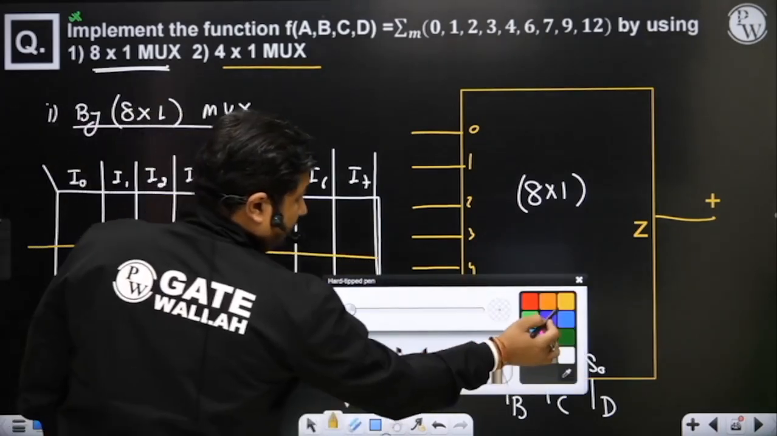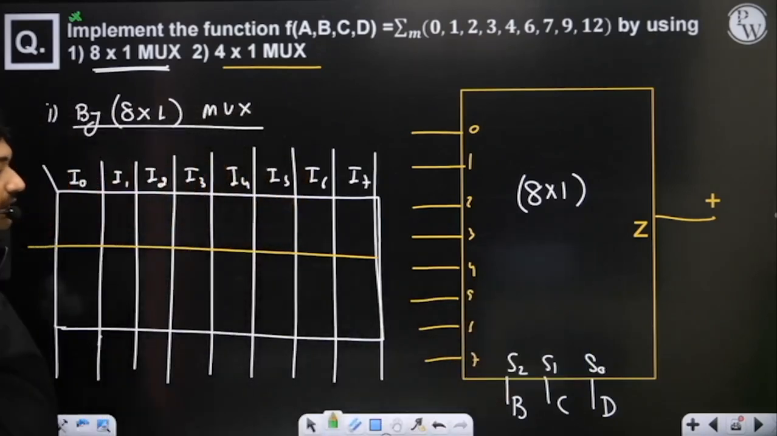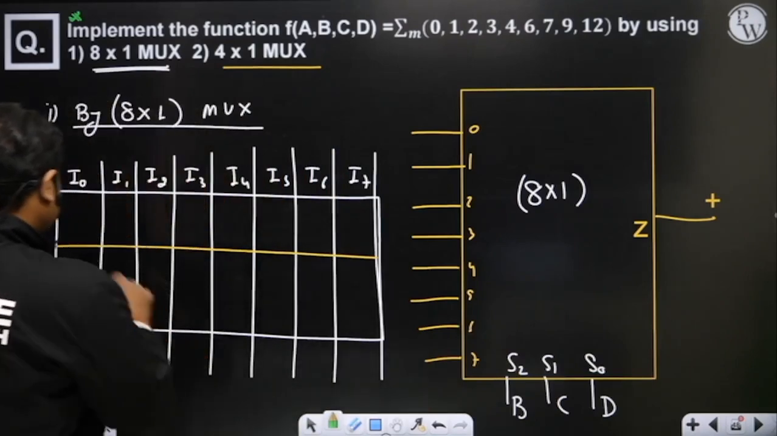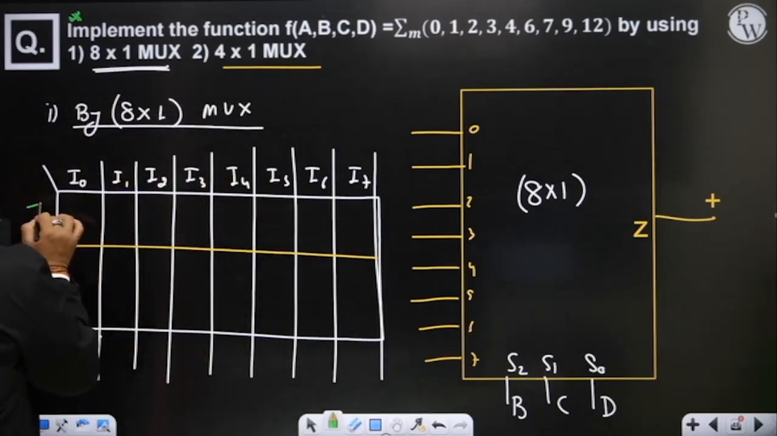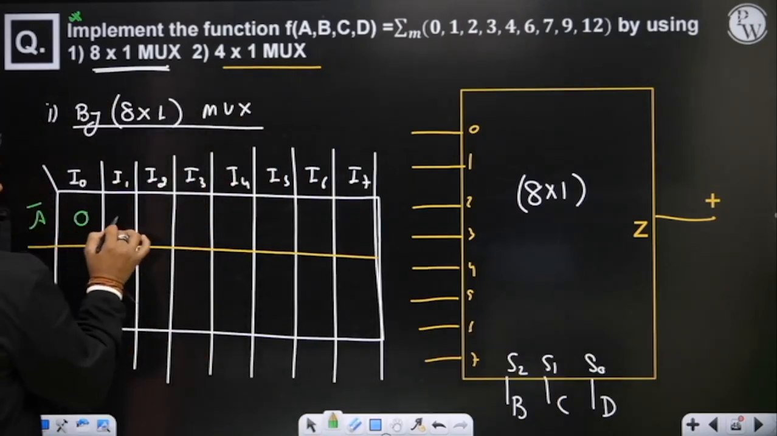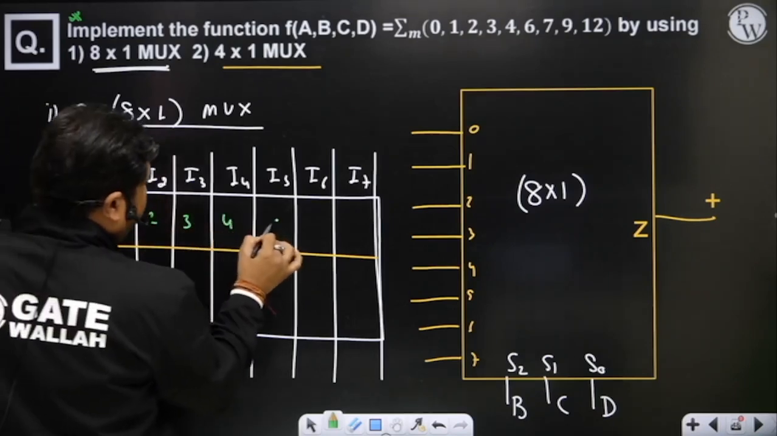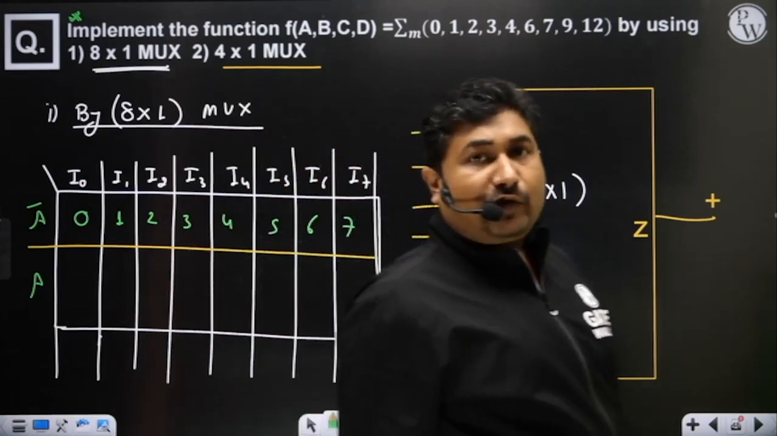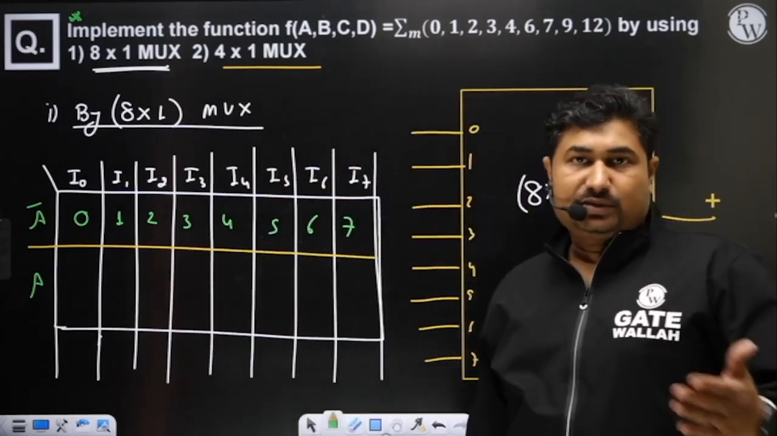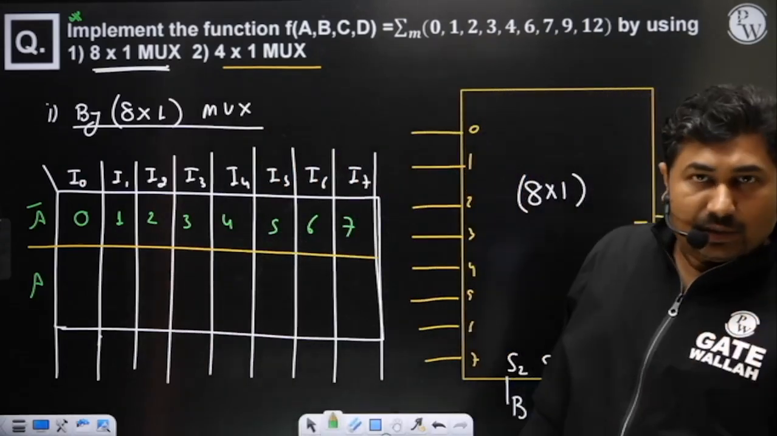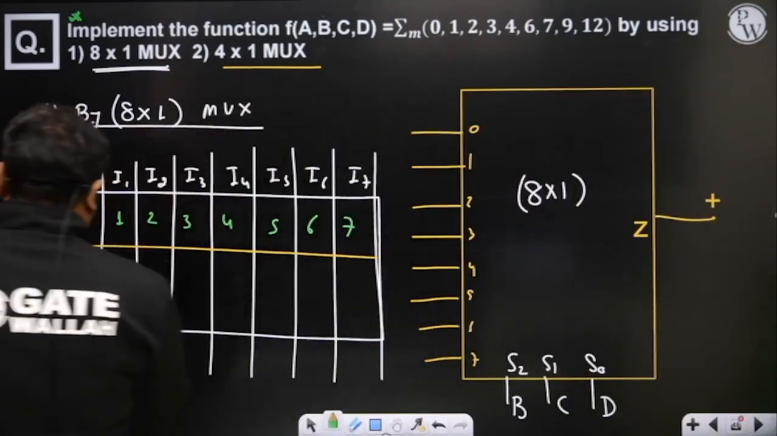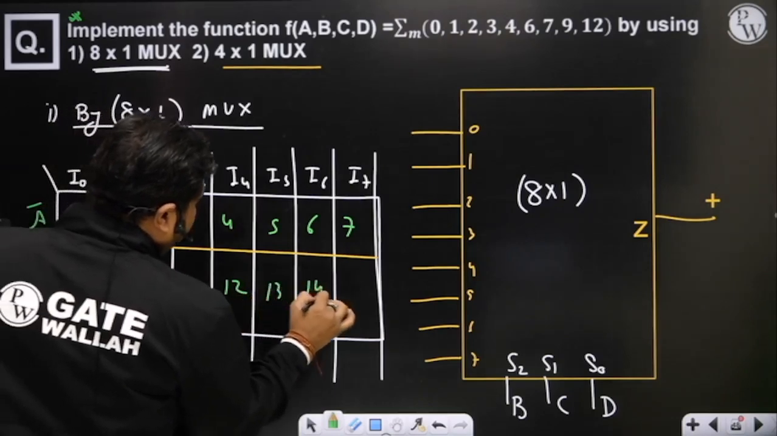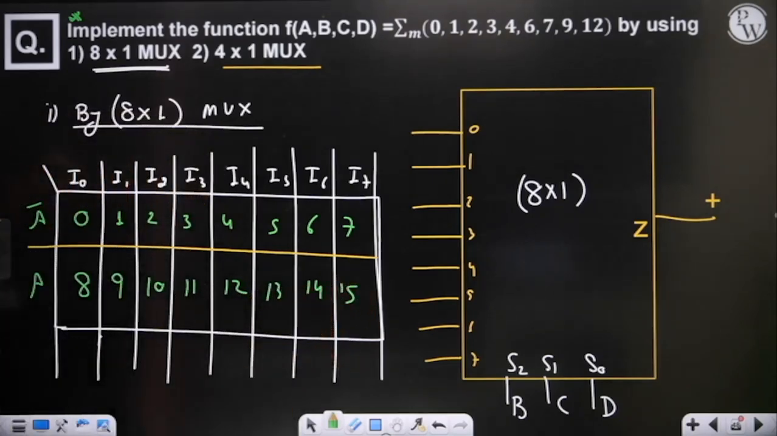Now please observe. Already I have chosen BCD. So if BCD is on the select lines, then the left is A bar, A. Numbering 0, 1, 2, 3, 4, 5, 6, 7, because in the combination of 4 variables, A will remain low from 0 to 7 and remain high from 8 to 15. So 8, 9, 10, 11, 12, 13, 14, 15. Is it okay? Yes, sir.